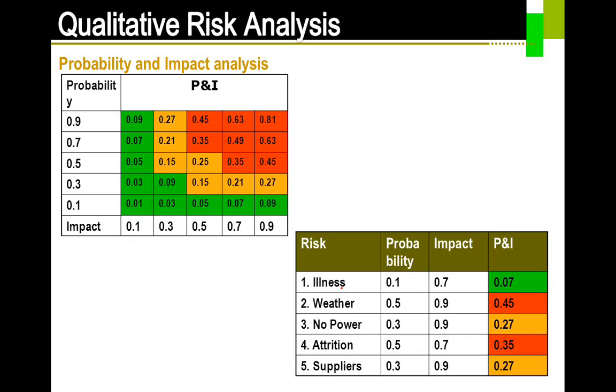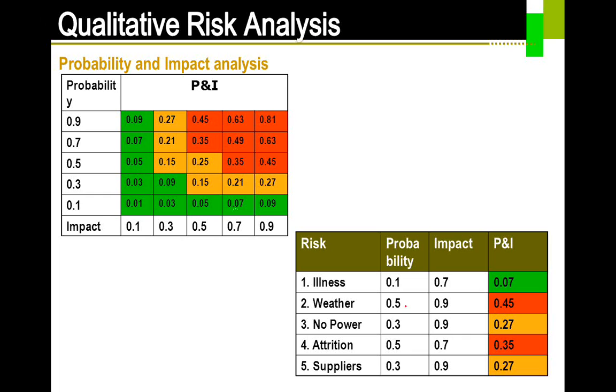So we can say that the probability of my team falling sick is around 0.1, which is a low probability. However, if everybody in the team falls sick, the impact is going to be 0.7, which is on the high side. If you multiply these two, you get only 0.07. So 0.07 corresponds to what is here. It is green, so you are going to put green here.